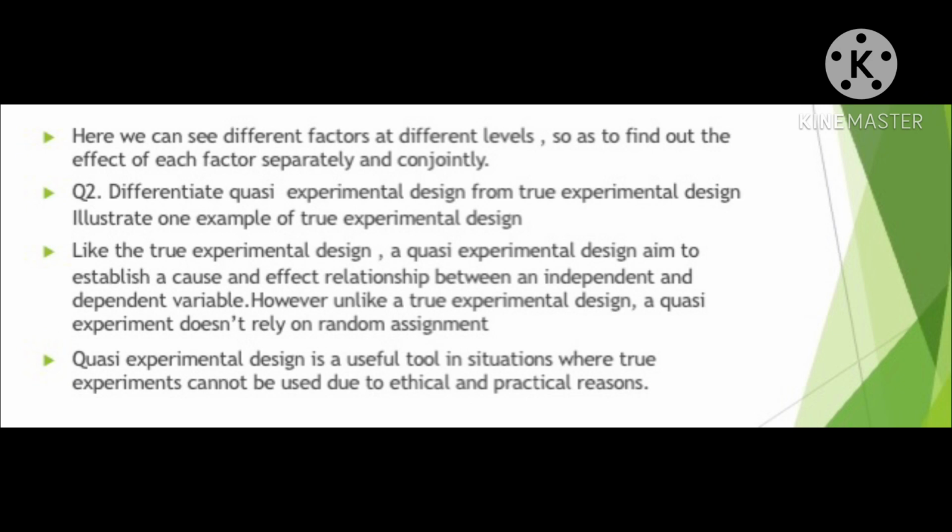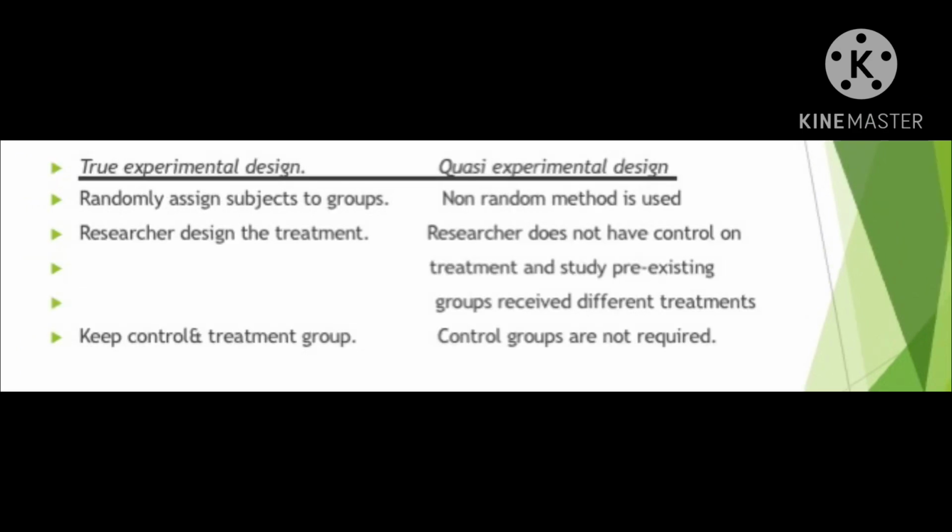Then quasi-experimental design is a useful tool in situations where a true experiment cannot be used due to ethical and practical reasons. Due to ethical reasons, maybe we cannot continue or we cannot repeat one treatment, or for some practical reason also we cannot conduct true experimental design. In that situation, we can use a quasi-experimental design. Now let us see the difference between true experimental design and quasi-experimental design in a table. In the case of true experimental design, the researcher is selecting the subjects randomly. But in the case of quasi-experimental design, the random selection is not there.